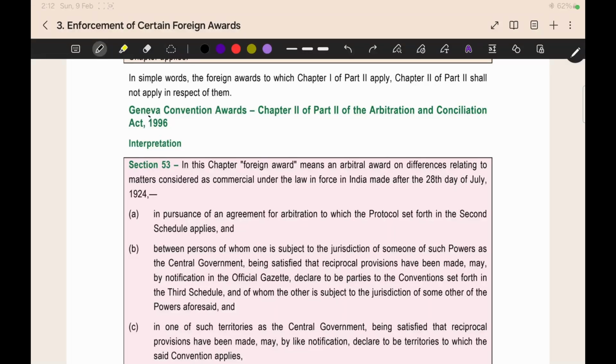The next thing we are going to see is the Geneva Convention Awards. These are two conventions, right? New York Convention and the second one is Geneva Convention. New York Convention is given under Chapter 1 of Part 2 of the Arbitration Act. This is Chapter 2 of Part 2 of the Arbitration Act.